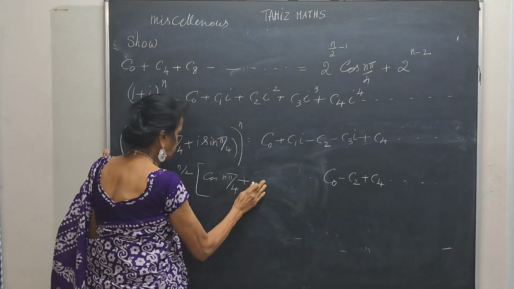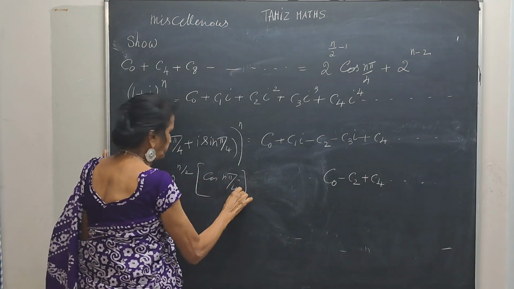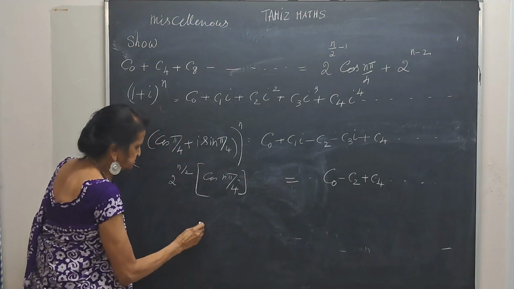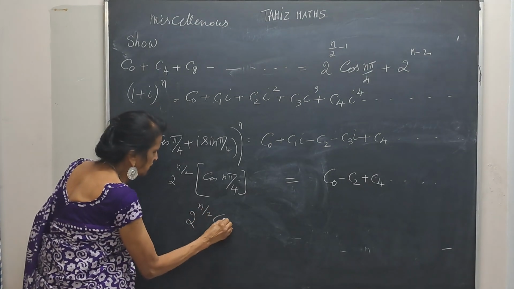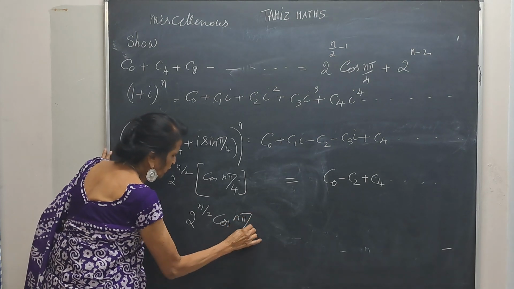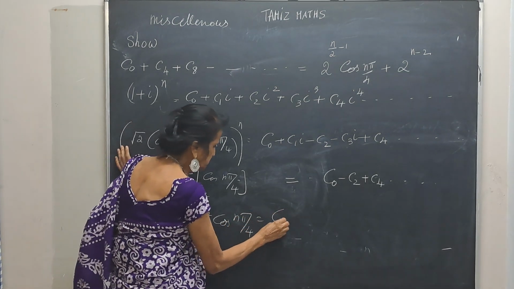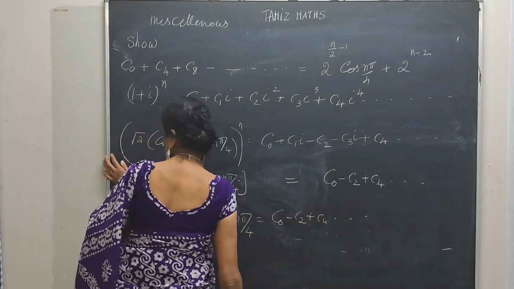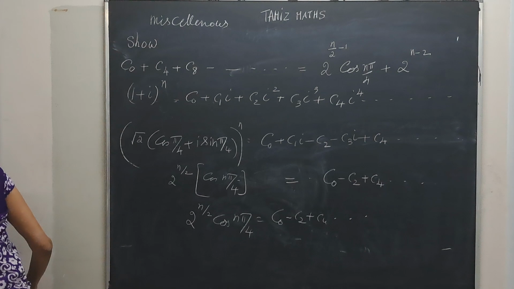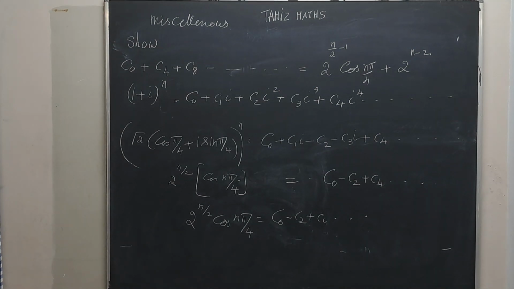This is the real part. Equate the real part: 2 to the power of n by 2 cos n pi by 4 is equal to C naught minus C2 plus C4 and all that. So now I will be using this and something else afterwards.